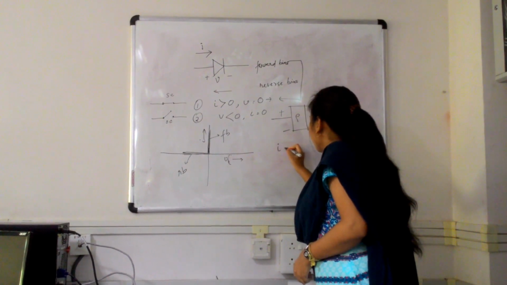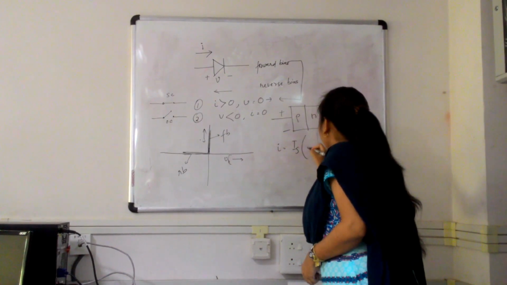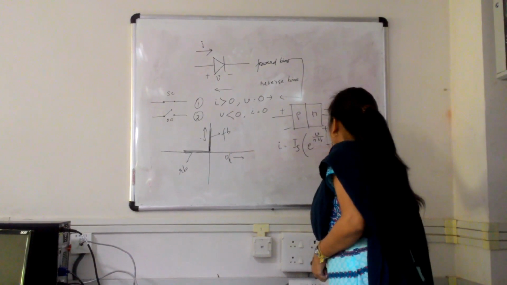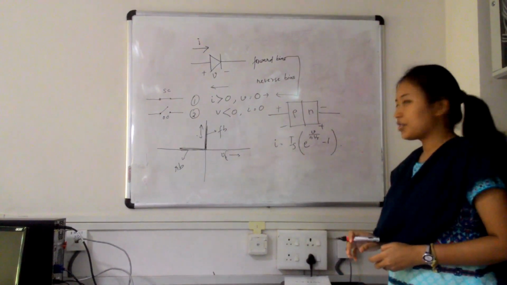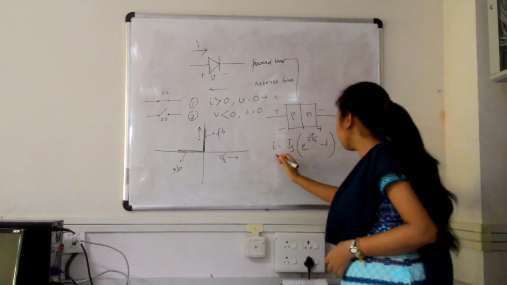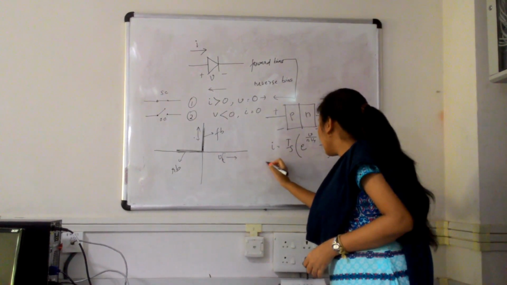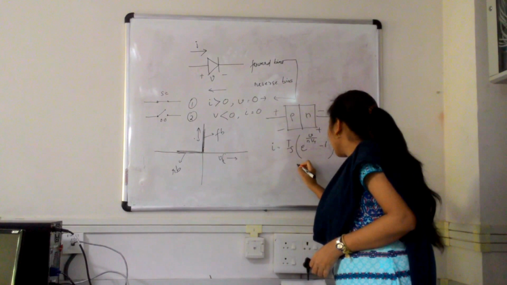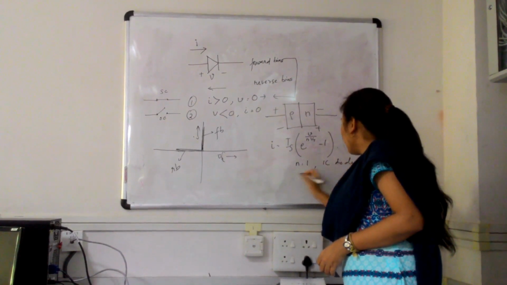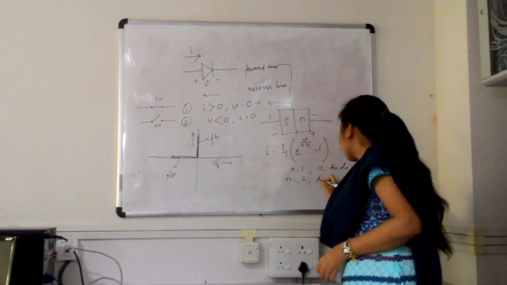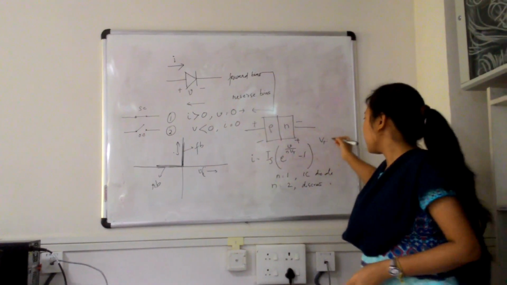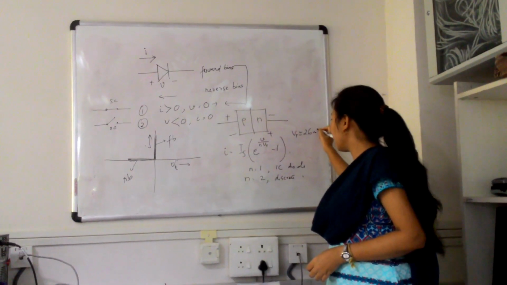Now the condition is I equal to Is times e to the power V by n Vt, minus 1. Now this is the condition which we apply to semiconductor diode. Here, n is equal to 1 for IC diode and n equal to 2 for discrete diode. Vt is the thermal voltage which is nearly equal to 26 millivolt.